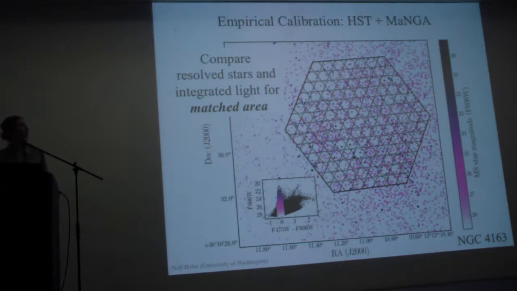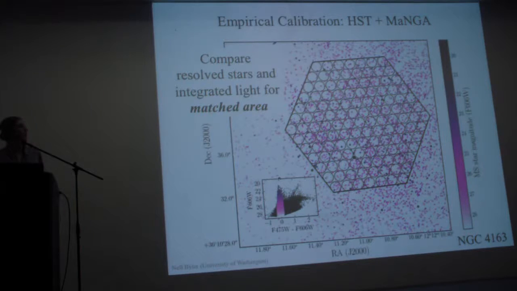What we have done now is we've applied for ancillary time with MANGA and gotten an observation of a nearby dwarf galaxy that has a deep enough color magnitude diagram that we can do this precise star formation history derivation, but it's also far away enough that its angular extent is consistent with the footprint of a MANGA IFU.